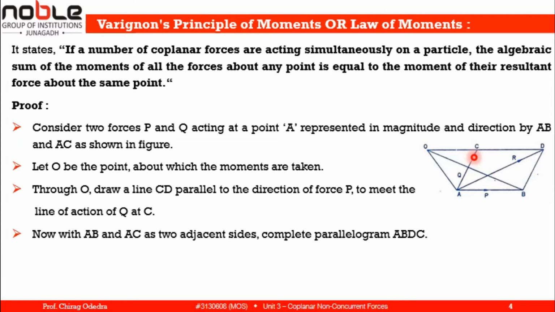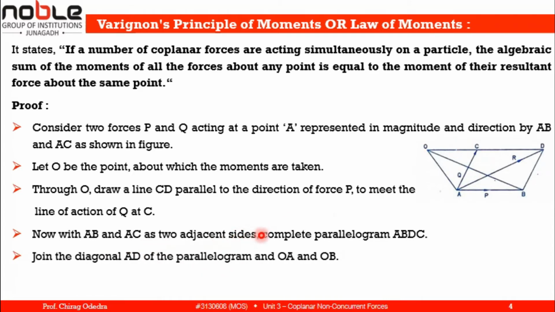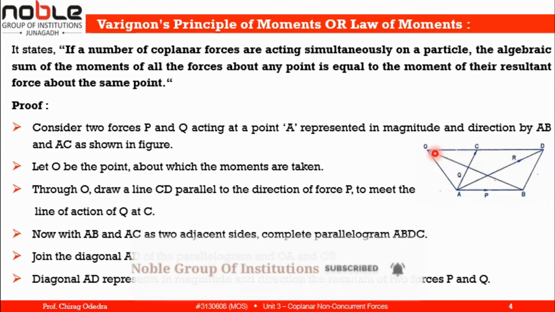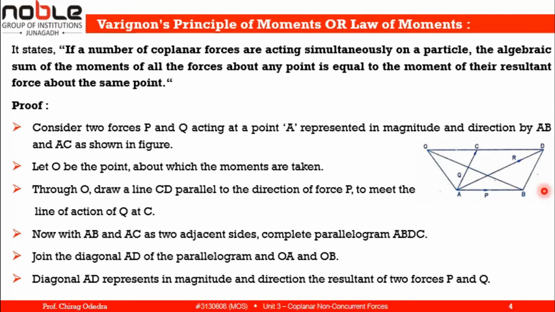Now with AB and AC as the two adjacent sides, complete the parallelogram ABDC, then join the diagonal AD and join OA and OB. Here diagonal AD represents in magnitude and direction the resultant of the two forces P and Q, and we have given the name R to our resultant force.